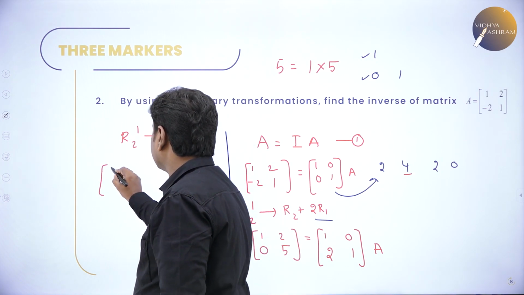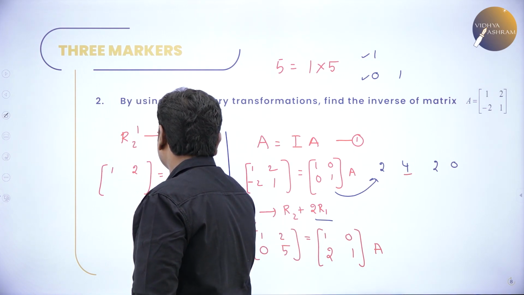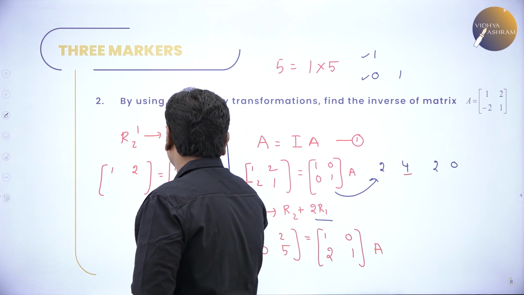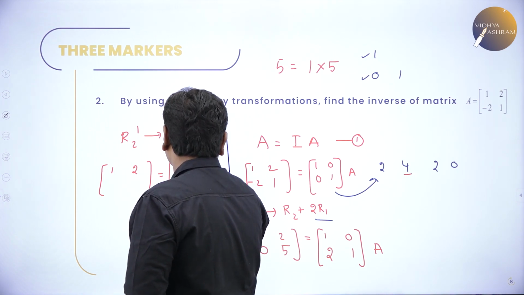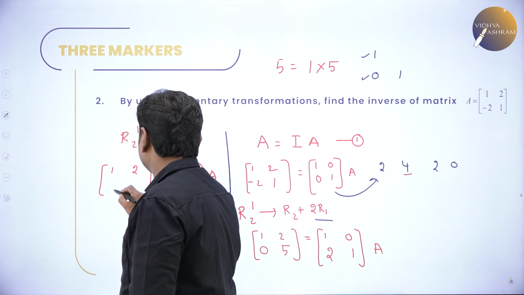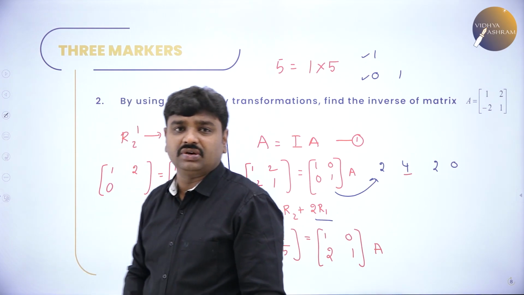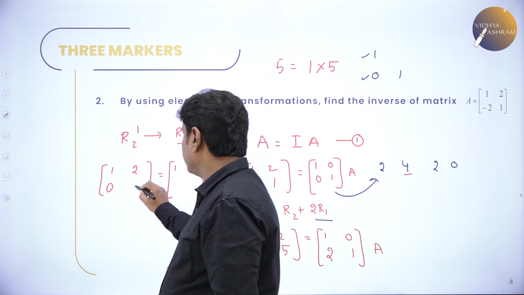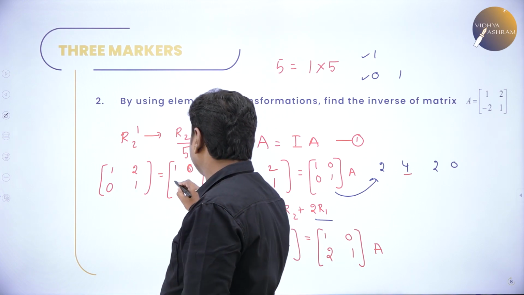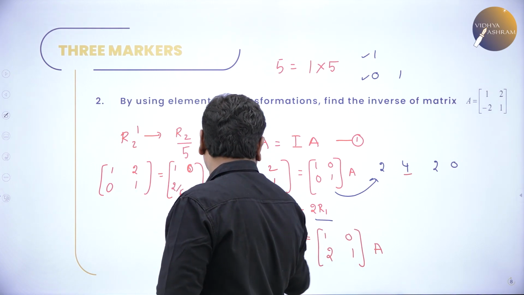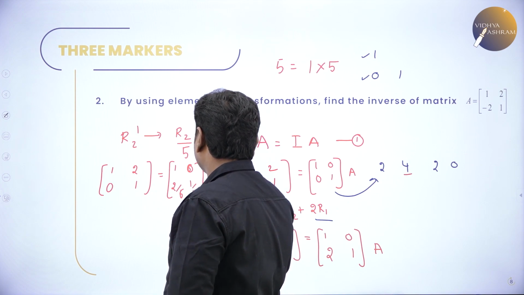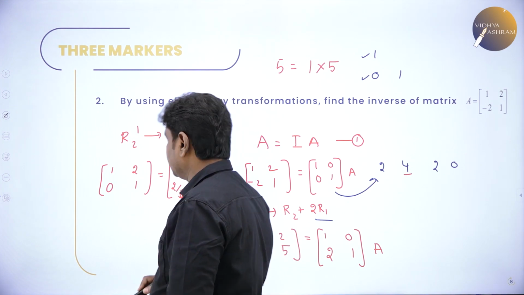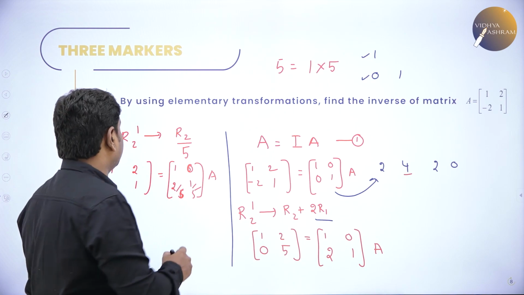First row write as it is: 1, 2, and the right side also as it is: 1, 0, A. Second row divided by 5. 0 by anything is 0, 0 by 5 is 0. Then 5 by 5 is 1. Then here 2 by 5, and 1 by 5 for the whole second row. So now I have divided the second row by 5. I got this.